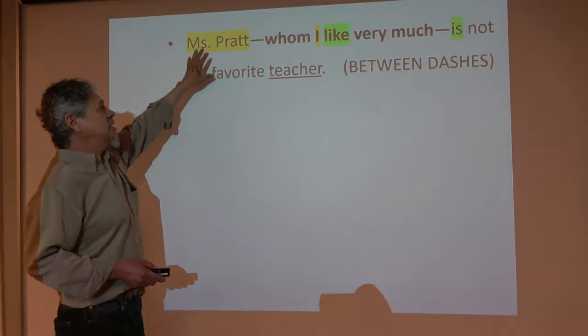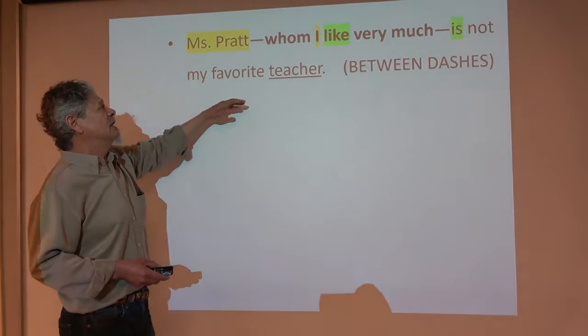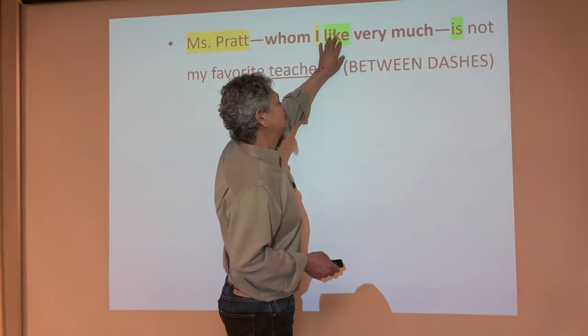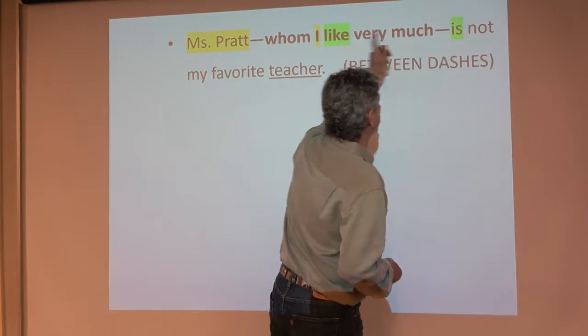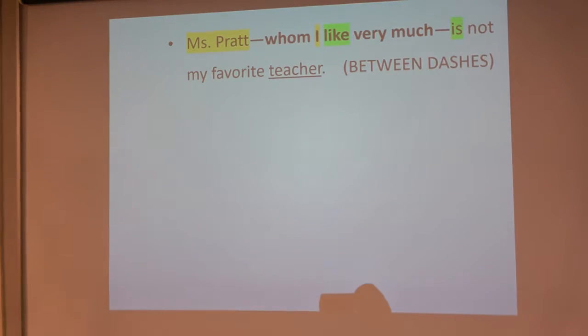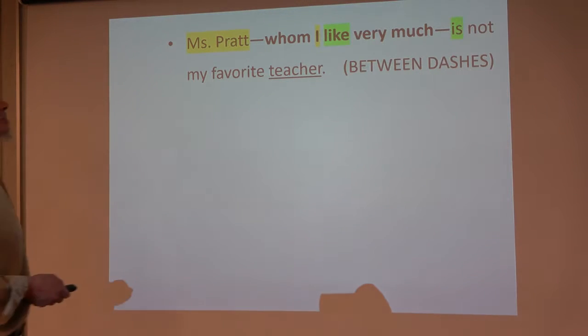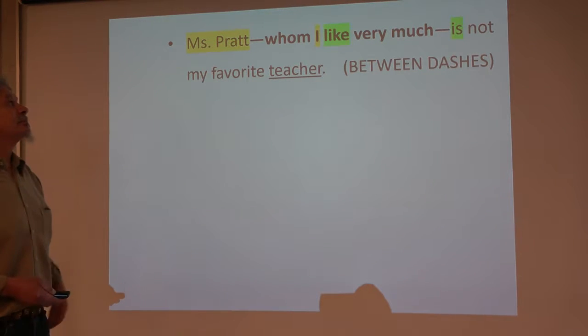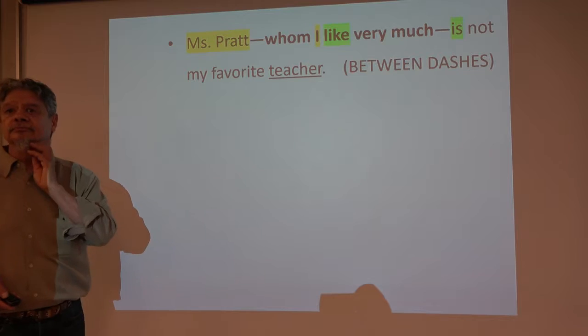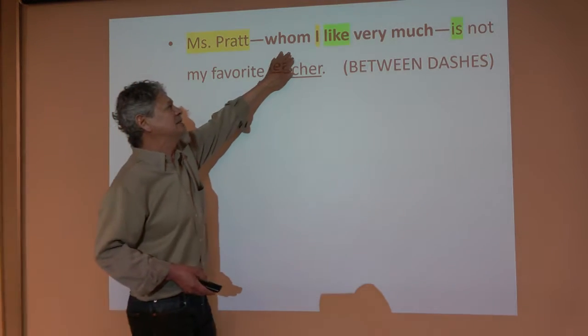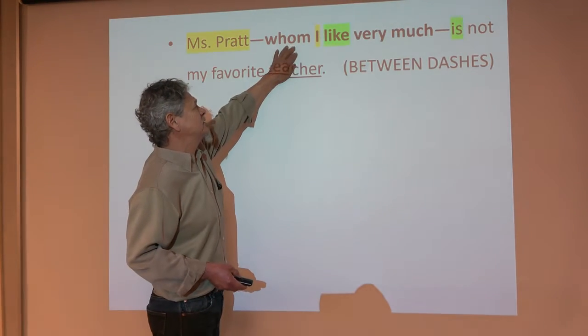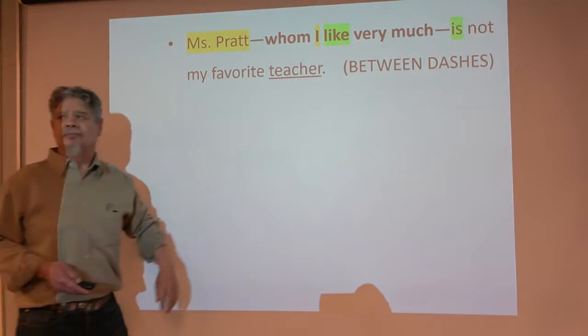Now, these are three examples of what is emphasized in between the dashes. This sentence says, Miss Pratt, whom I like very much, is not my favorite teacher. Okay? So it's kind of a contrast: I like this person a lot, but she's not my favorite teacher. Okay?